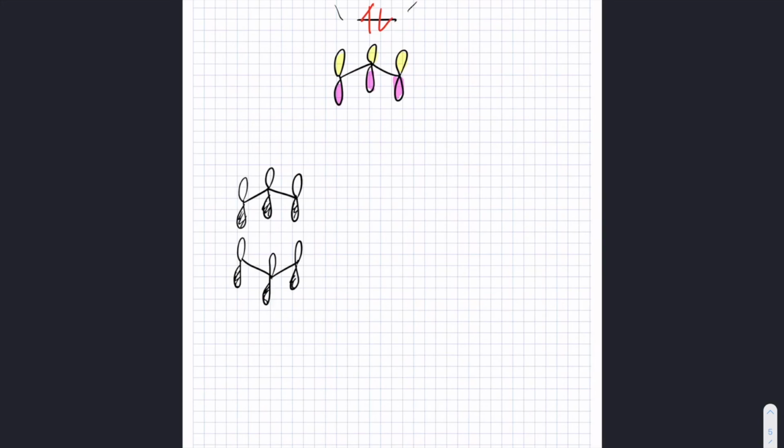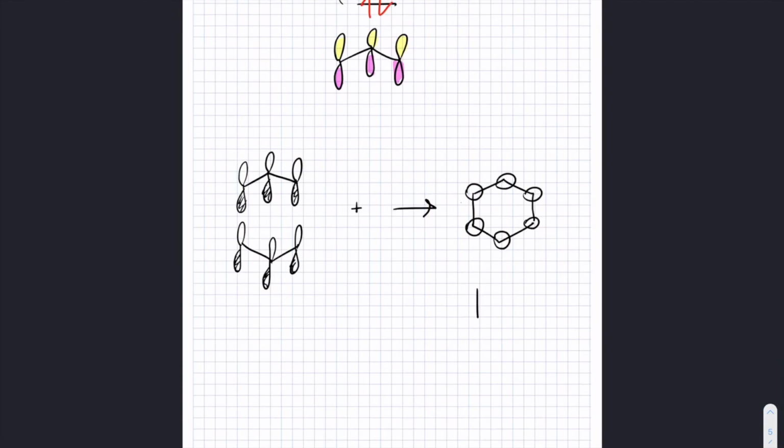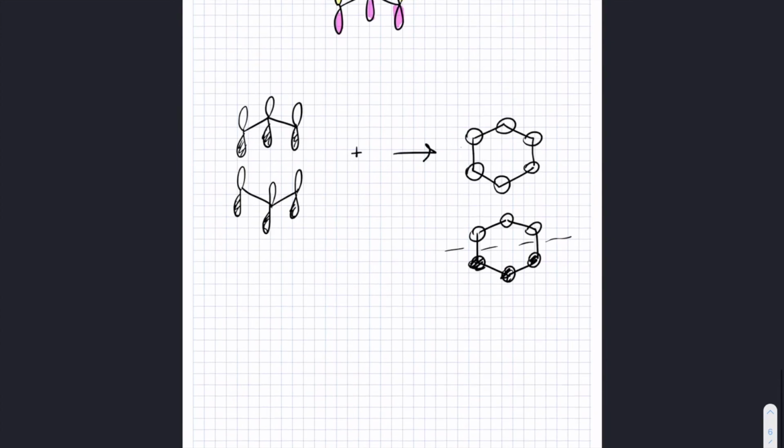Oh, I don't like it because there's no color. Put them together in phase. What do you get? We're going to take the view from above, which is simpler. You get the all in phase combination for benzene, and if you put them together out of phase, you get the first of our one-node orbitals. Does that sort of make sense? Okay.